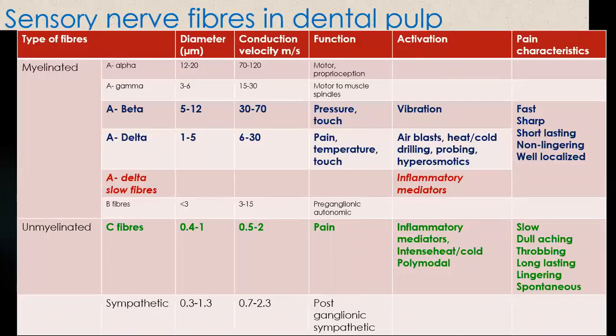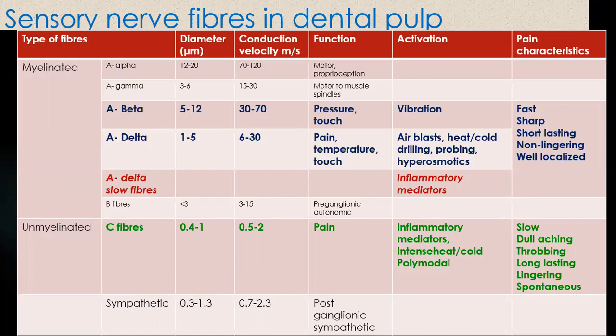So the sensory fibers, as we know, A delta fibers are the fast conducting fibers, and they have a higher velocity, and they function as pain, temperature, and touch fibers, and they are activated by air blast, heat, cold, drilling, probing, or hyperosmotic procedures. A beta fibers are also there. They respond to pressure and touch, and they are activated by vibration. We must remember which fibers are activated by what, to understand how the pain signaling goes.